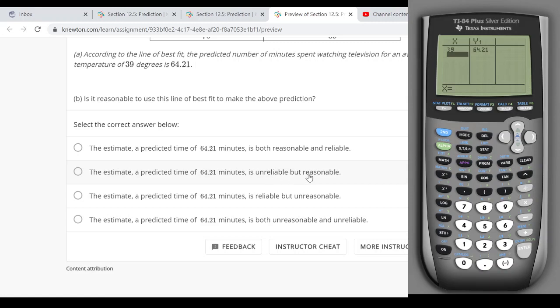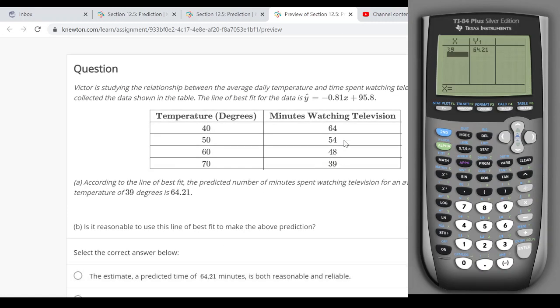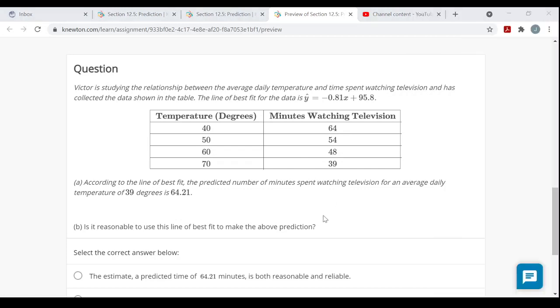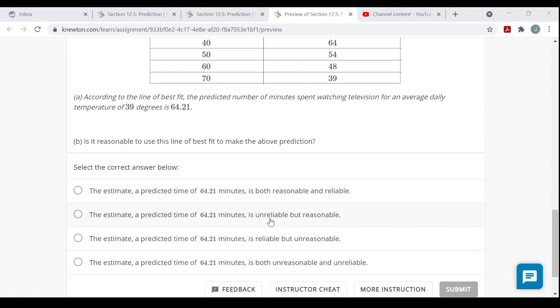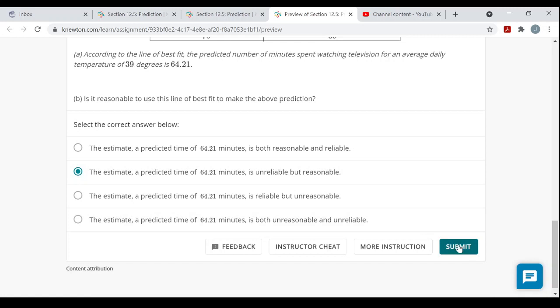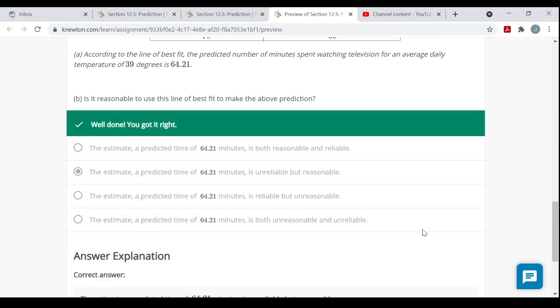But I would say it's reasonable because it could happen. I can see this person, based on these numbers, I can see this person watching 64.2 minutes of television if they've already been watching 64. So like I said earlier, if this number came up as 200 all of a sudden, I'd say, oh, based on these numbers here, I'd say that was unreasonable. That's probably not likely to happen. But the fact that it was so close, I'd say it was unreliable, but reasonable. All right, let's see what happens.